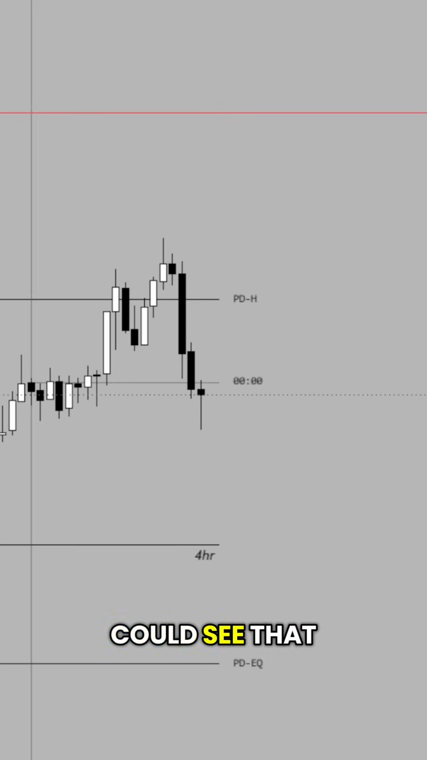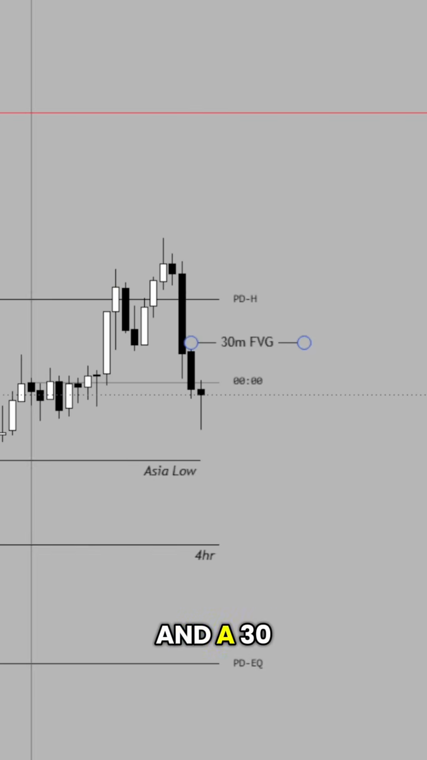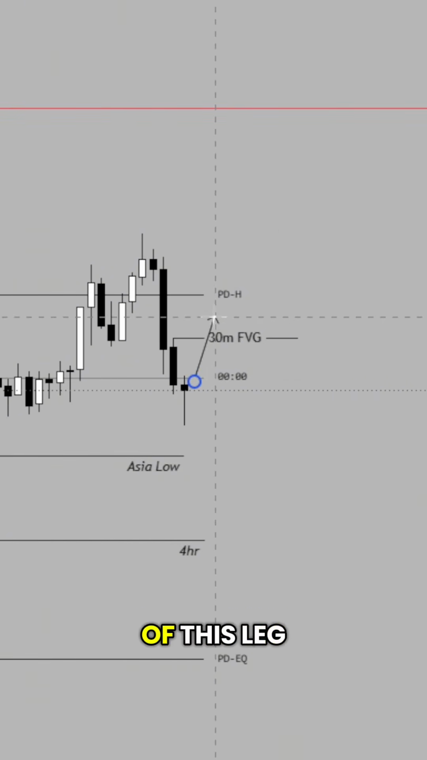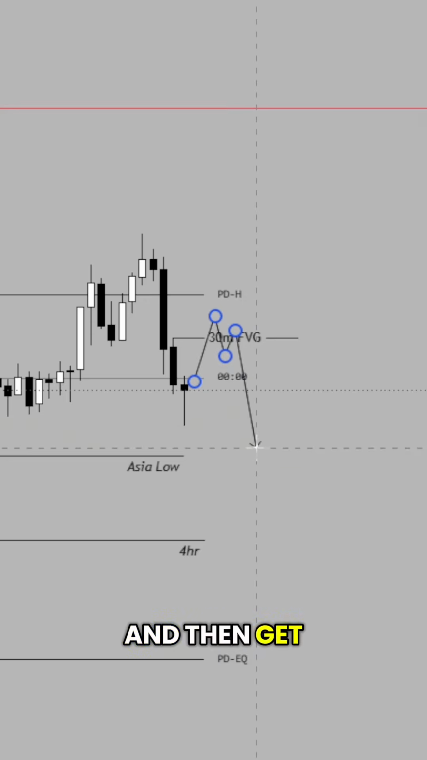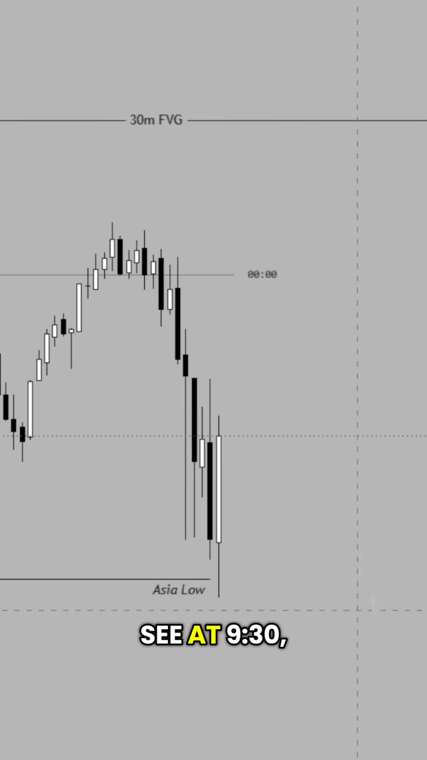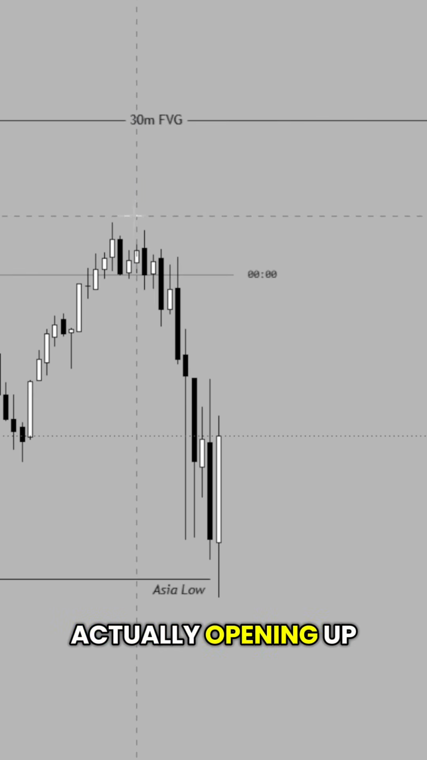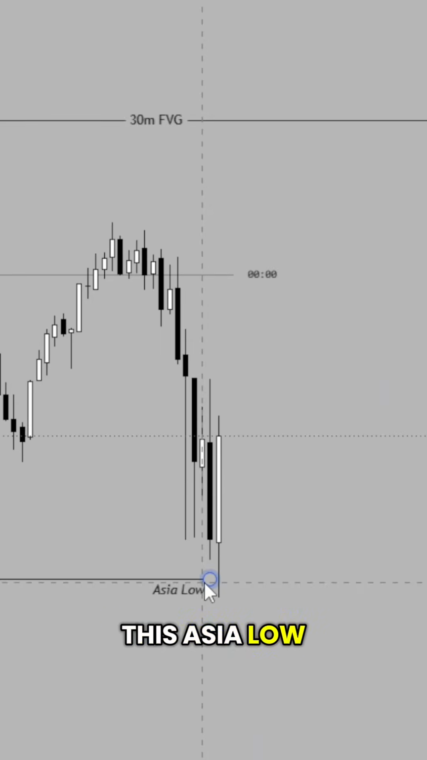At 9:30, we could see that we have session liquidity below and a 30-minute fair value gap that we could use as a condition. What I would love to see here is a rebalance of this leg into this 30-minute fair value gap and then get distribution lower. As you can see, at 9:30, market ends up actually opening up lower, trades into this Asia low, sweeps it, and gives us S&T with ES with displacement right after.